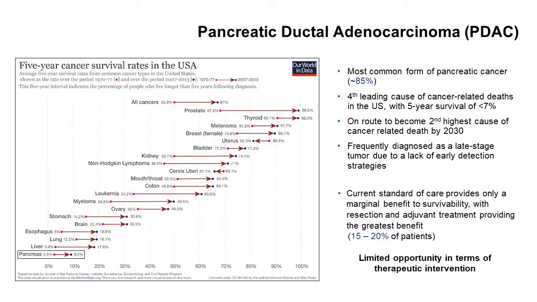So pancreatic ductal adenocarcinoma is a highly lethal disease. It's the most common form of pancreatic cancer with a very poor survival rate. And it's en route to become the second highest cause of cancer-related death by 2030. The current standard of care for this disease provides only a marginal benefit to survivability, and there's really a limited opportunity in terms of therapeutic intervention for this disease.